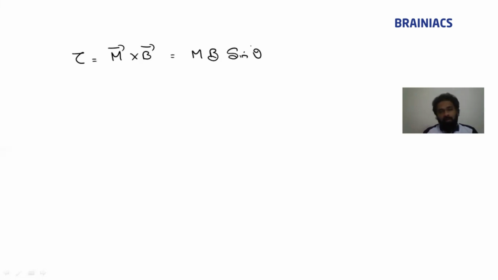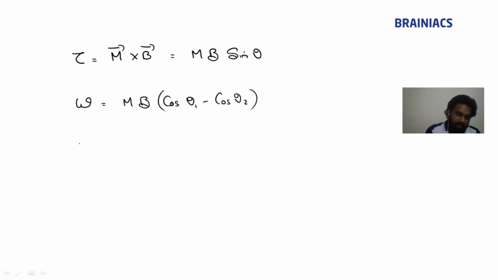What is torque? The formula for torque is M cross B, or MB sine theta. M is the magnetic dipole moment or magnetic moment, B is the magnetic field, and theta is the angle between the magnetic moment and the magnetic field. Work done is equal to MB (cos theta 1 minus cos theta 2). Then potential energy is minus MB cos theta. So these are the things which we will see now.